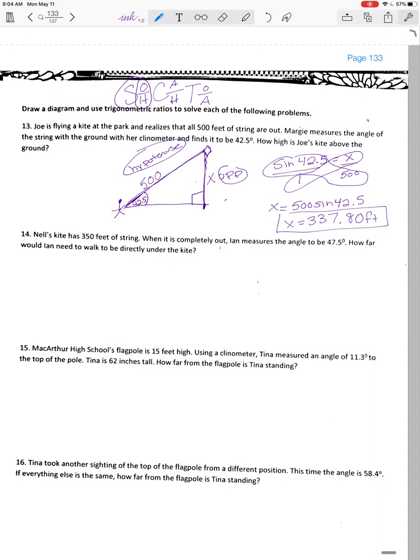And that's all it is to solving word problems with trig. Again, you do have to make sure you draw your pictures. It's the only way that you are going to be able to solve the problem.